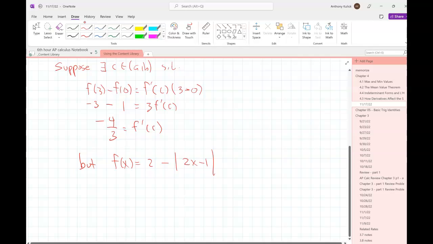Wait, so why would it be 3 f prime of c, but then it's like f of 3? Well, 3 minus 0 is just, wait, 3. That's not okay. I get it. It's just 3 times f prime. You know what I'm saying?